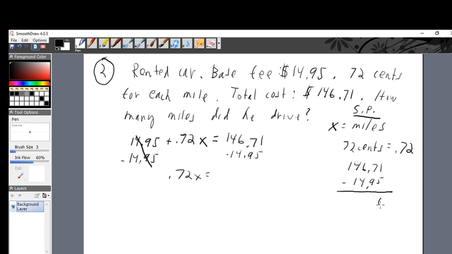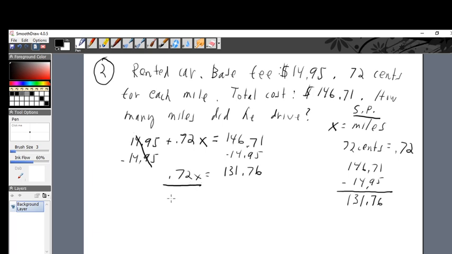11 minus 5 is 6. 6 minus 9 is 7. 5 minus 4 is 1. And 4 minus 1 is 3. And we get 131.76. Okay, we still haven't found x yet. We have to know how many miles.